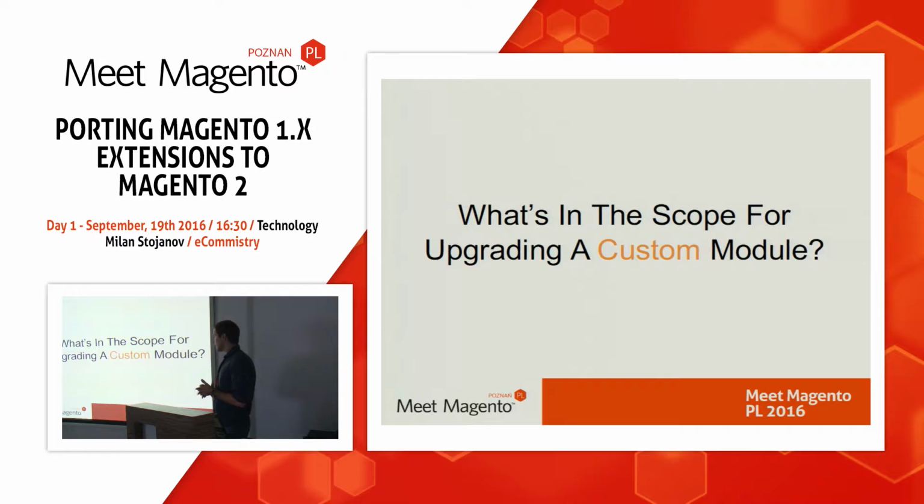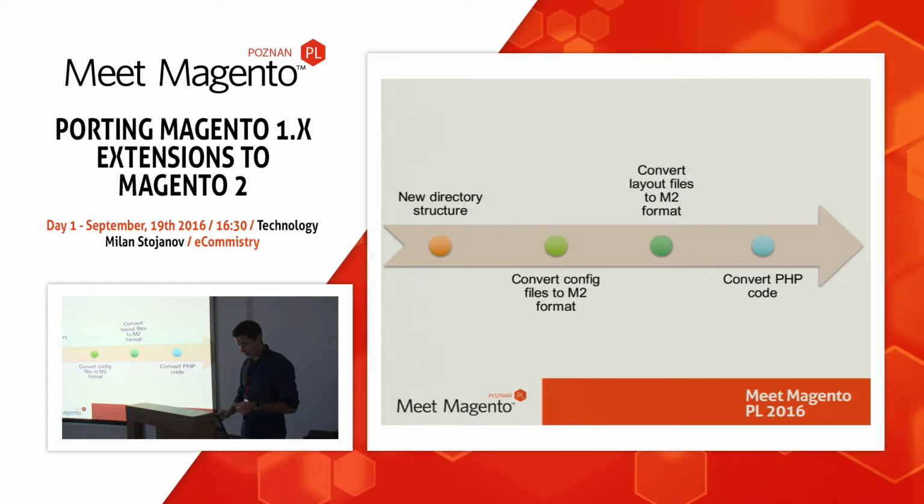So one of the first questions that you may ask yourself is, what's in the scope for upgrading a custom module? So how do we actually start working on it? These are some of the major things that will be on your to-do list. You'll need to create a new directory structure. You'll need to convert configuration files to match new Magento 2 format. You will also need to split layout files that also need to use new syntax and new Magento 2 format. And finally, the biggest part of the whole puzzle is upgrading PHP code.